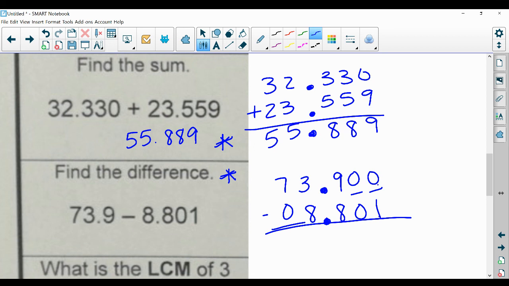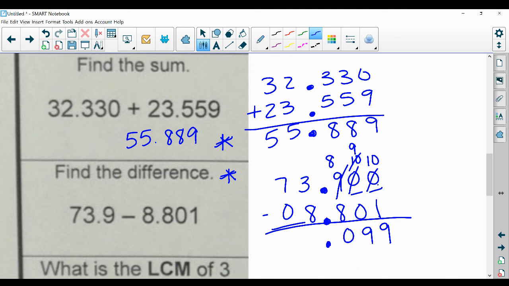0 minus 1, I can't do it. So I have to go next door. He has nothing to give me, so I go next door to 9. 9 becomes an 8 and gives to the next door neighbor, and he becomes a 10. Now 10 can give to his neighbor, and life is all good. 10 minus 1 is 9. 9 minus 0 is 9. 8 minus 8 is 0.